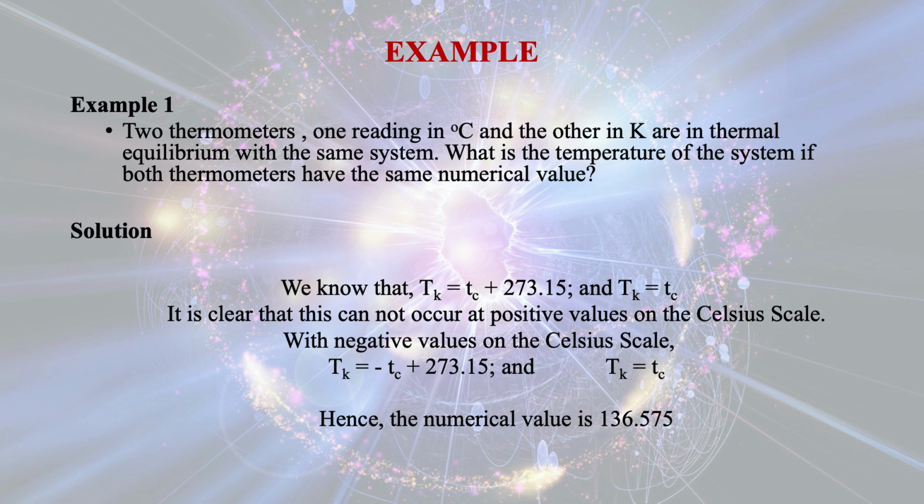With negative values on the Celsius scale, if you put Tk is equal to minus Tc plus 273.15, then put the value Tk is equal to Tc and calculate the value of Tc, that is equal to 136.575 degree centigrade or Kelvin, and that is the numerical value for which both will give you the same results. Now let us discuss the next example.